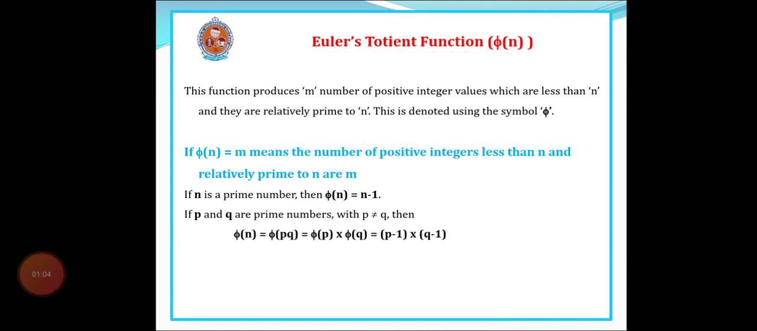If n is a prime number, then phi of n equals n minus 1. If n is not a prime, then we can write n equals pq, where p and q are prime numbers. So we can determine phi of n in the following way. Phi of n equals phi of pq, that is equal to phi of p times phi of q, where p and q are prime numbers. So we can write (p minus 1) times (q minus 1). This is the value of phi of n when n is non-prime.